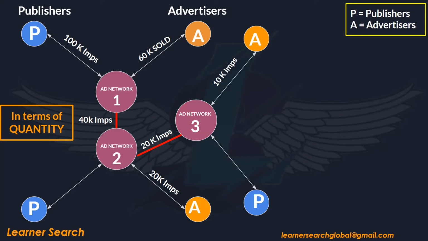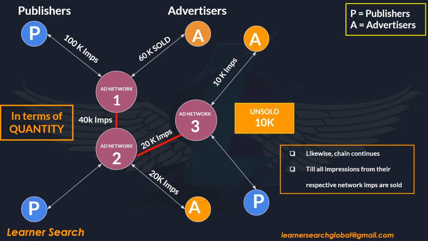Now, what happened here? Again, he's having new suppliers and demanders. Ad network 3, in the sense, obviously has its own supply and demand. Now ad network 3 can sell only 10K impressions because the demand needs only 10K impressions. So here unsold is again 10K. Likewise, the chain continues till all impressions are sold.